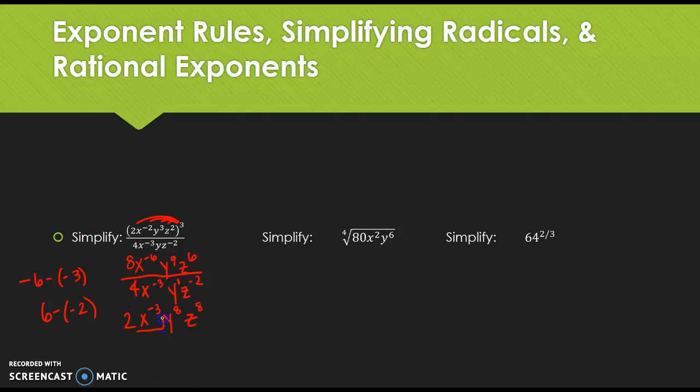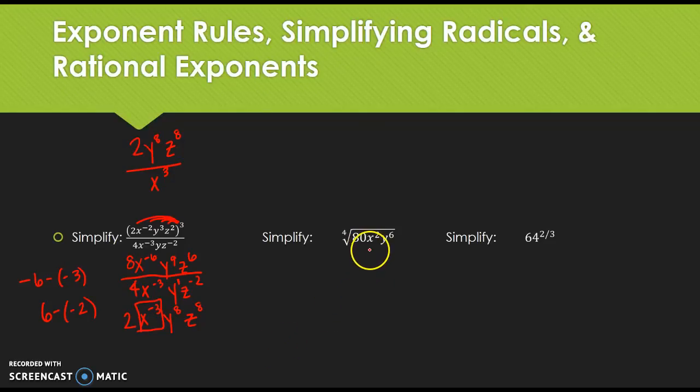Now the only thing that I can't leave is this x to the negative 3. Everything else looks good. So my final answer becomes 2y to the 8th, z to the 8th, and then to make this negative 3 positive, I need to move it down. So I get over x cubed.